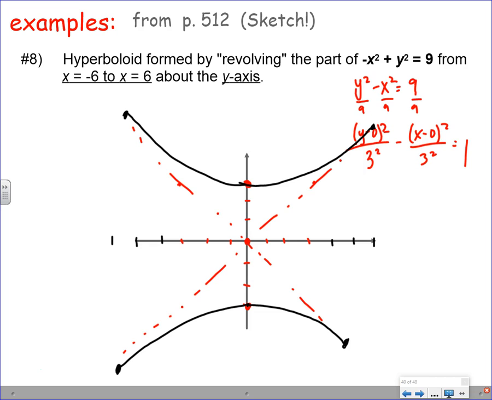Now, the y-axis in this shape, is that the transverse or is that the conjugate? Transverse goes through it, right? Transverse goes across the branches, through the branches. It will hit the hyperbolas. So what is it going to be, a 2-sheet or a 1-sheet? Nice. You see it?